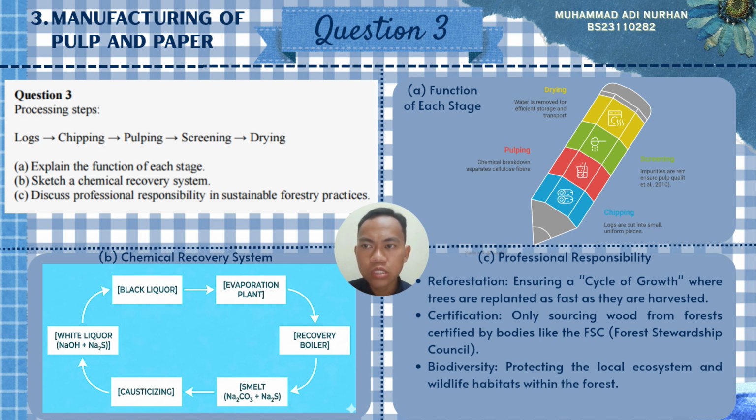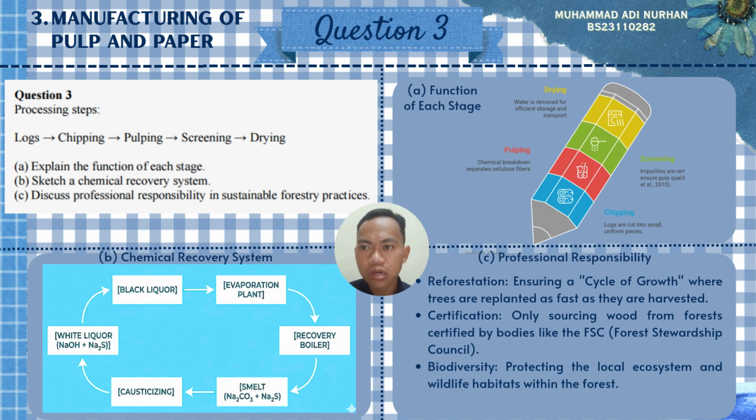The journey starts with chipping, where logs are cut into uniform pieces to allow for better chemical penetration. After the pulping and the screening stages are complete, the pulp undergoes drying. This is a critical step because it removes water to make the product lightweight and efficient for global transport.